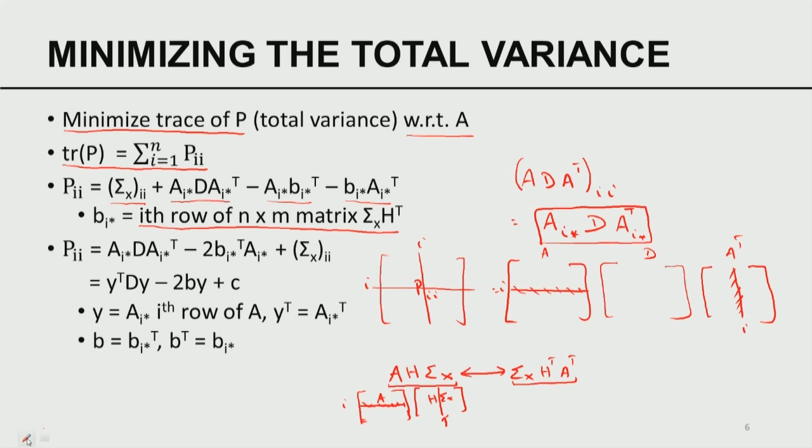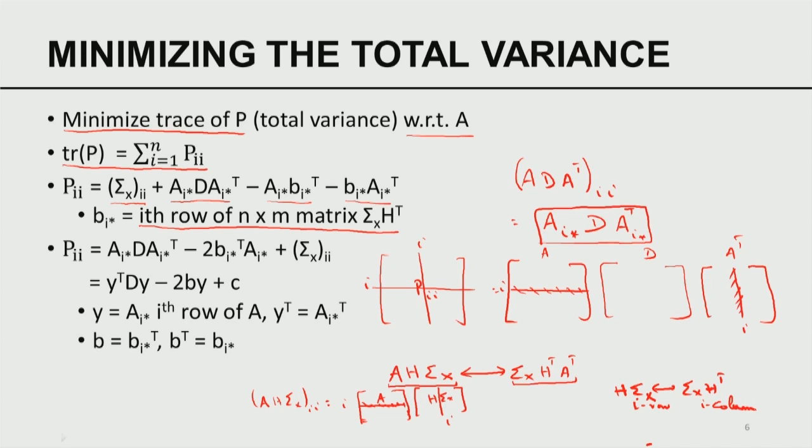So in here, I need to consider this i, therefore the ith element of AH sigma X is given by the product of the ith row of A and the ith column of the product H sigma X. So let us look at this now. H sigma X is one matrix, sigma X H transpose is another matrix, both come in here. We also know these two are transposes of each other. So what does it mean? The ith row of this is the ith column of that.